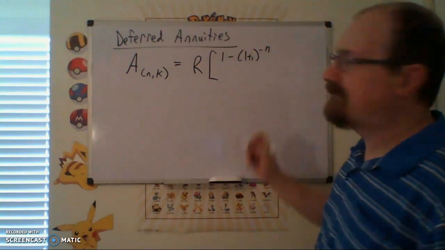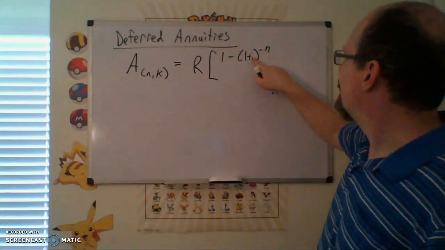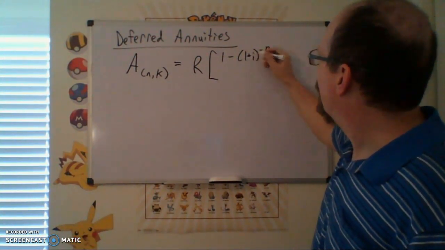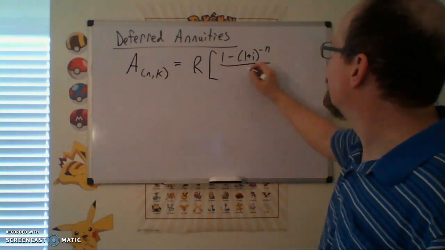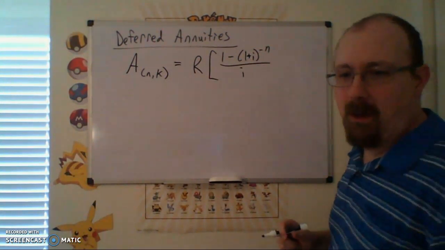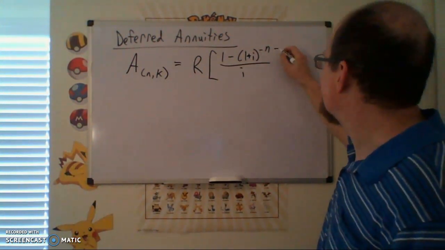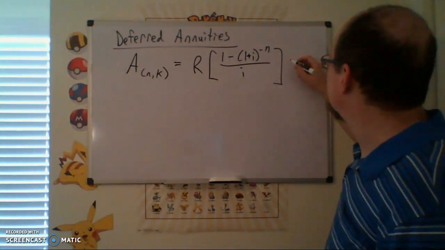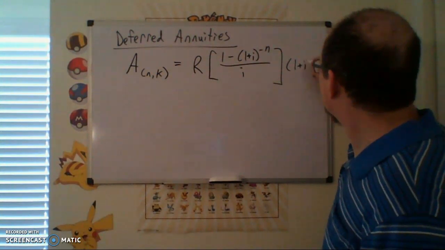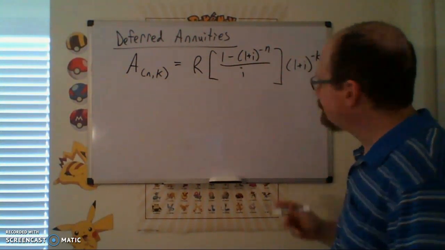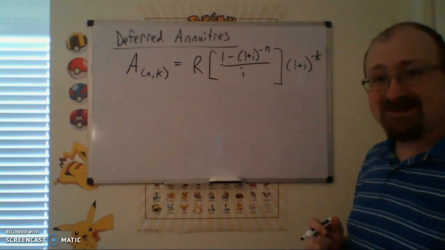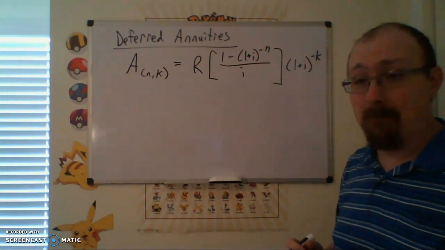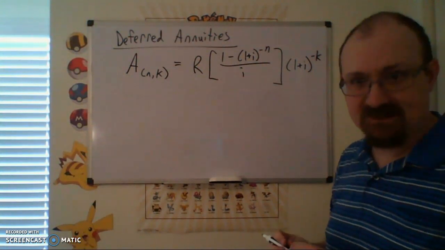So we've still got the same numerator. My handwriting is bad, but 1 minus (1 plus I) quantity to the negative n. We've got the I down below. That part shouldn't be all that shocking. What's in the back looks kind of like an annuity due calculation, but not really. So 1 plus I to the negative k. So again, remember, k is the number of compounding periods that interest gets to build.